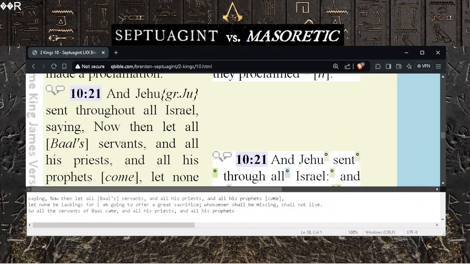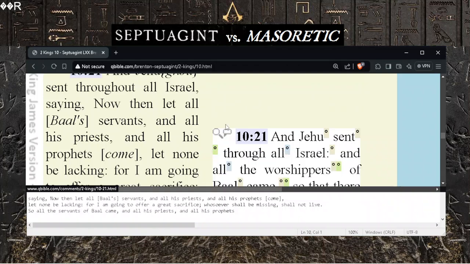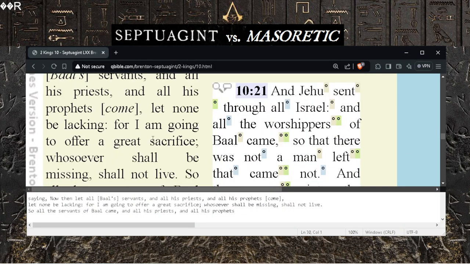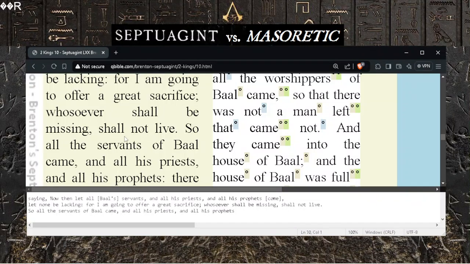Okay, chapter 10, there's a great omission here in verse 21. It's actually the contents of the letter that Jehu sent throughout all Israel, and it says the following: Now then, let all servants and all his priests and all his prophets come. Let none be lacking, for I am going to offer a great sacrifice. Whosoever shall be missing shall not live.